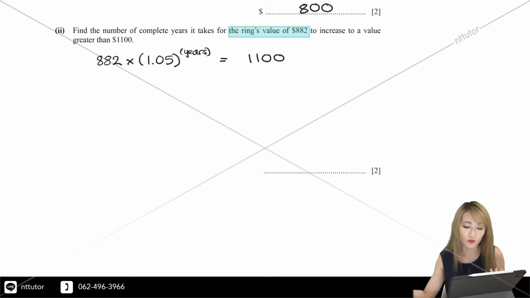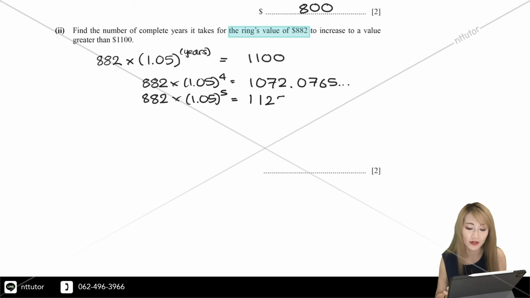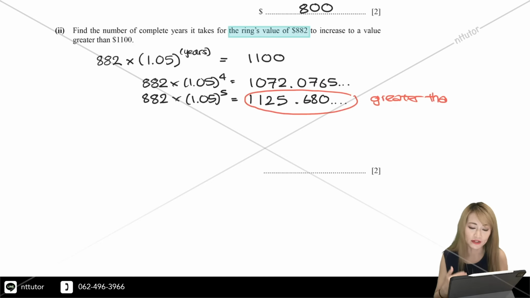So in terms of working out, when you do trial and error, what you can do is show your trial and error. So I can show that 882 multiplied by 1.05 to the power of 4 equals 1,072.0765 and so on. Then 882 multiplied by 1.05 to the power of 5 equals 1,125.680. Therefore, somewhere between there, it crossed the line, right? It was greater than 1,100. Therefore, the number of years it took would be 5 years.